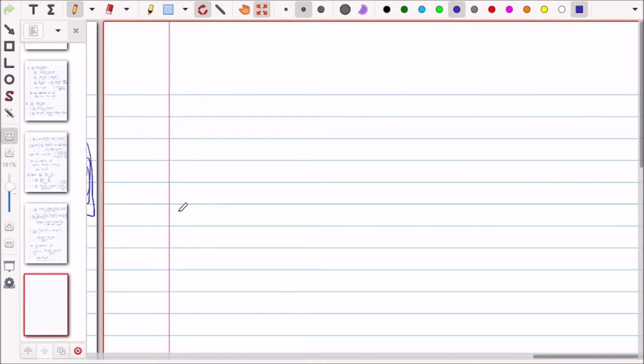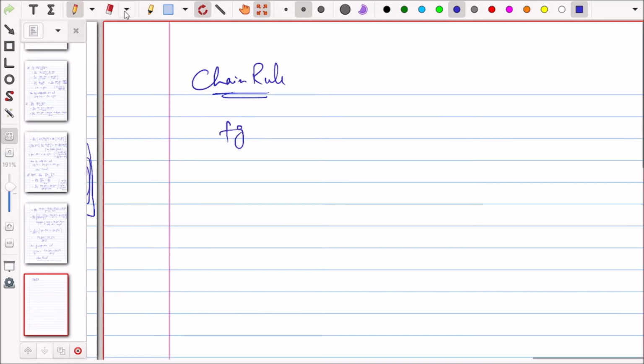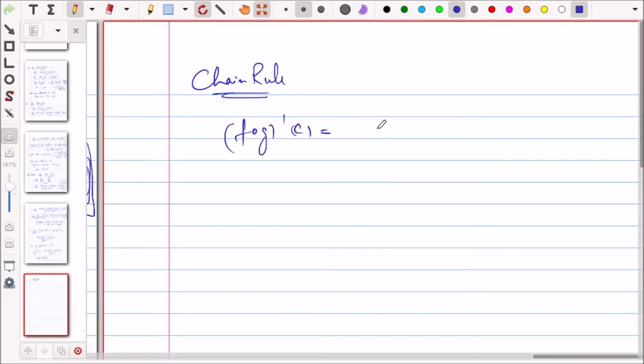Yes, chain rule. What is that? (f∘g)'(c) should be equal to... what is the chain rule? f'(g(c)) into g'(c), right?